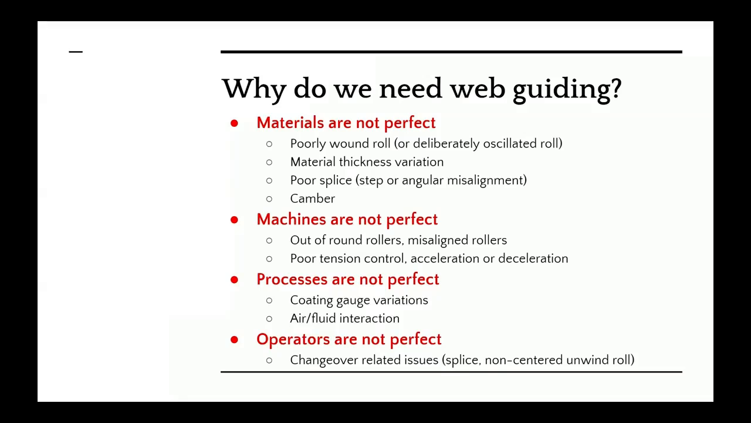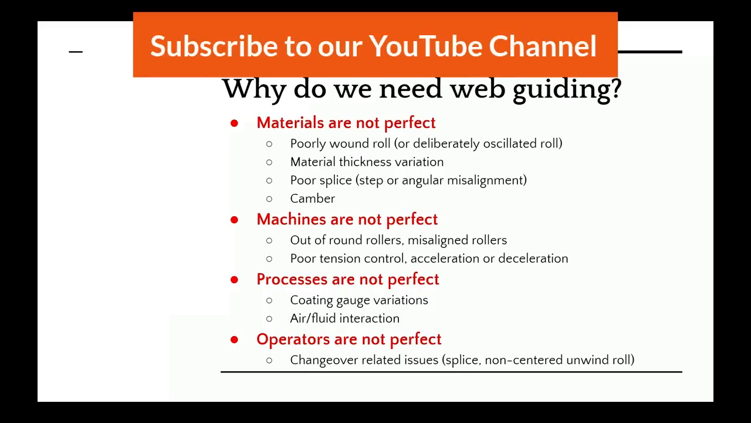Finally, operators, mainly when they are splicing the web or when they are putting a new parent roll into their roll-to-roll machine, they may not center it or put it at the right location. That might also cause an issue and might need web guiding.